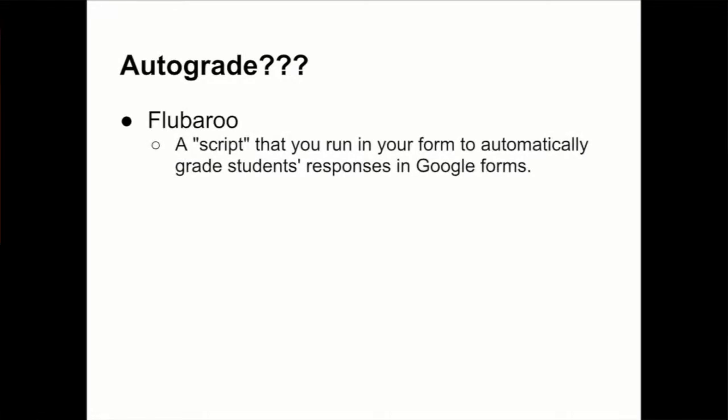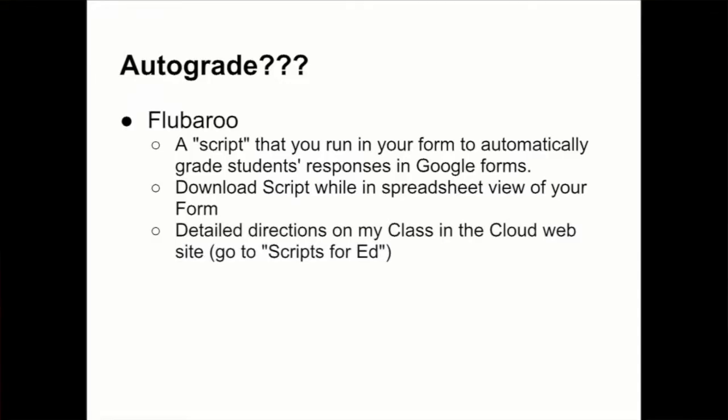Right. So auto-grade is done with a thing called a script. And in this program today, we can't talk too much about those, so I'm just going to very quickly show you the name of the script, which is Flubaroo. And what it can do is actually automatically grade student responses by taking your teacher answers as the key and then comparing all the student responses against them. So you download the script while you're in the spreadsheet view of your form, and there are detailed directions on my Class in the Cloud website for how to do this. And it kind of looks like this. These are actually three steps once you run the script.